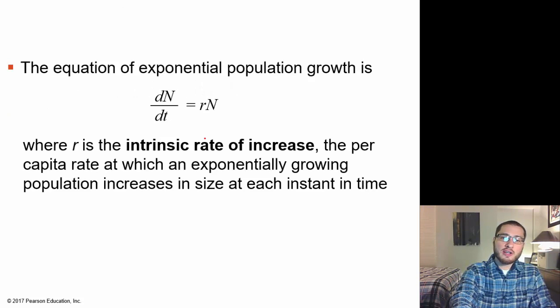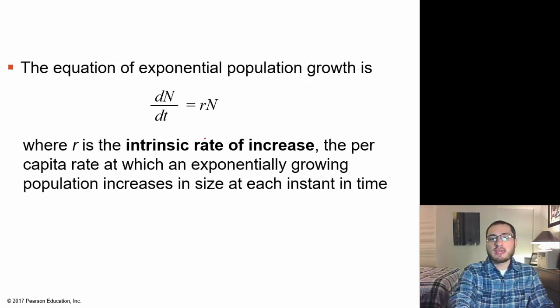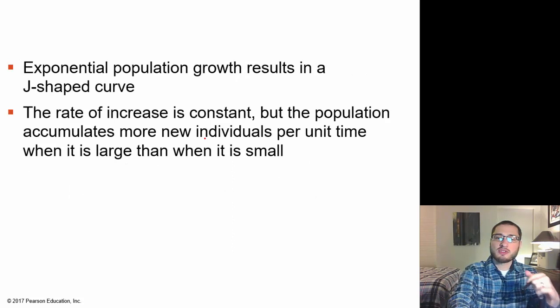So you have r, the intrinsic rate of increase, the per capita rate at which an exponentially growing population increases in size at each instant in time. And we're going to talk about this more as we move forward. So exponential population growth results in a J-shaped curve.